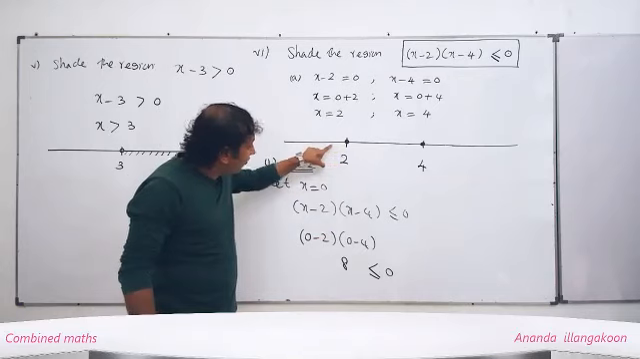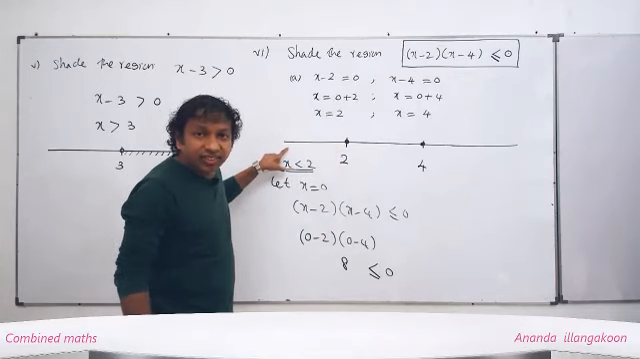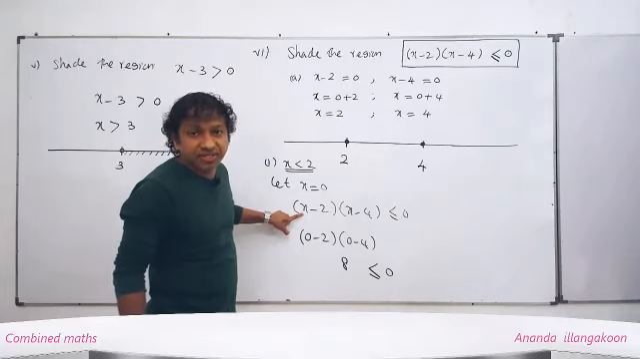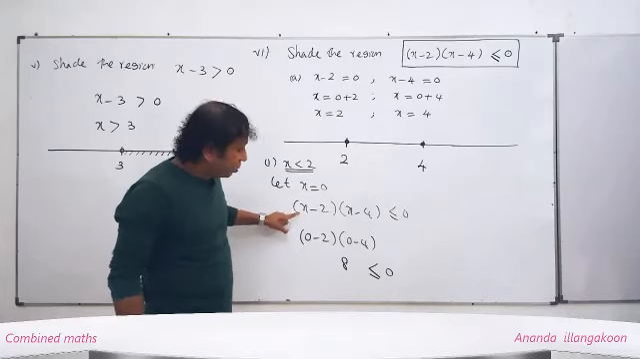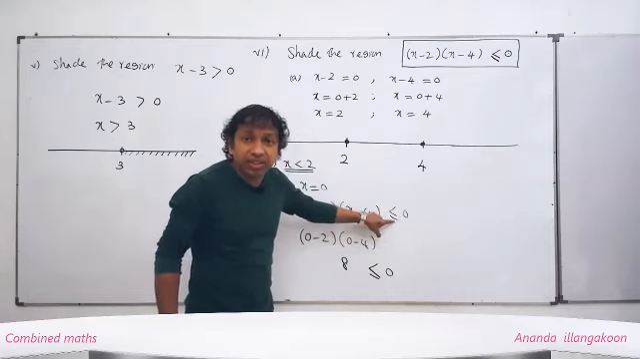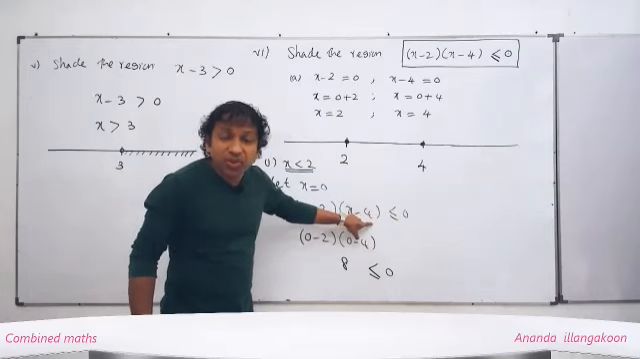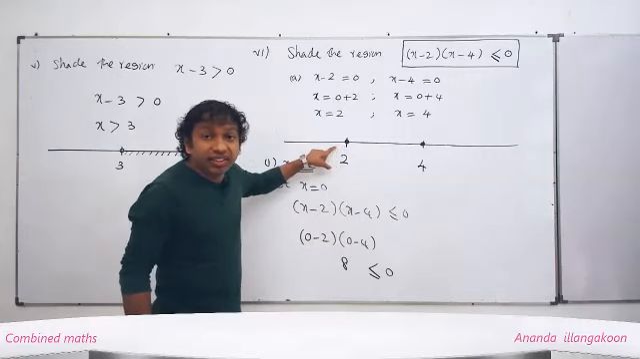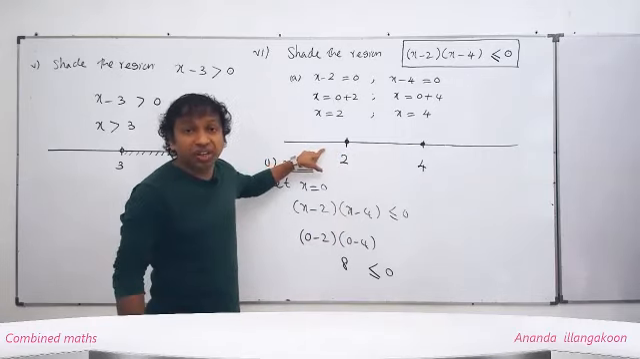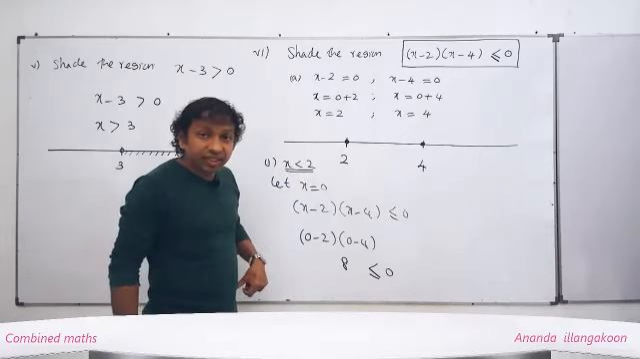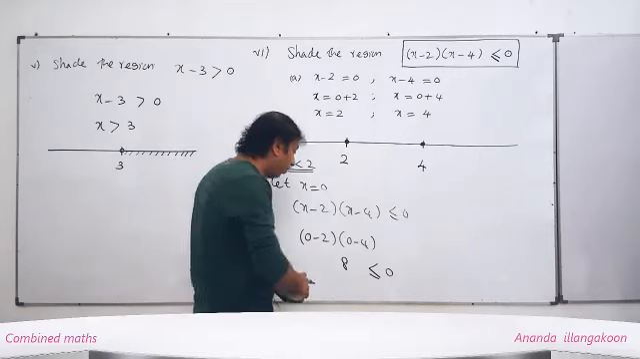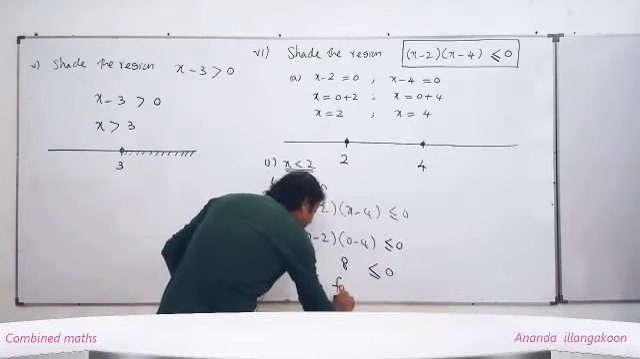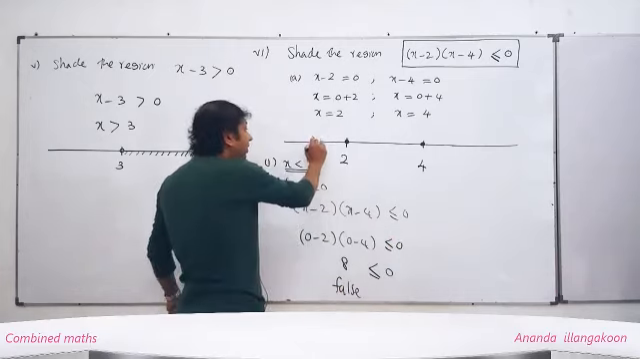The numbers available in this region for this x don't match. To get this inequality true, x numbers are not available in the interval to the left of 2 on the number line. Understand, people? So 8 less than 0 is false. Then this interval does not match.